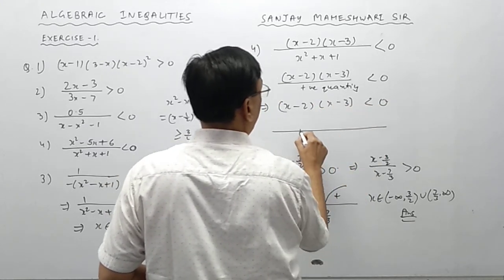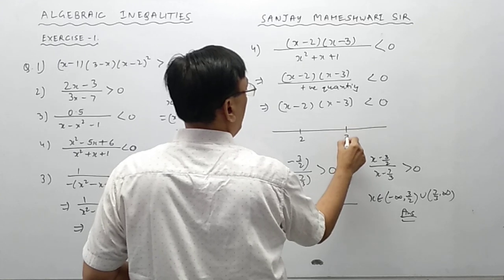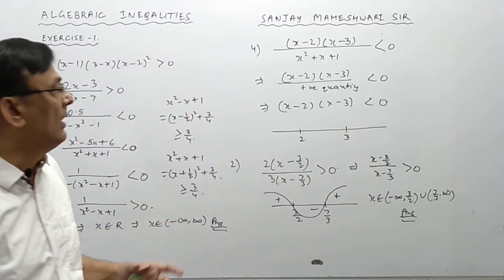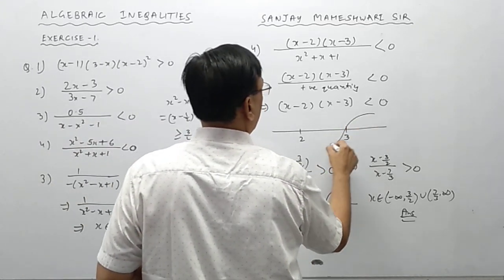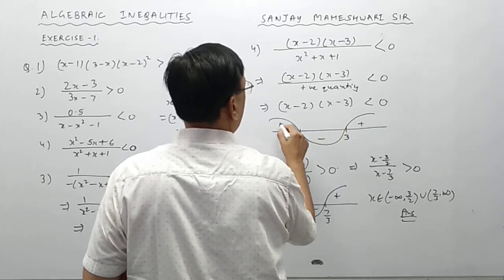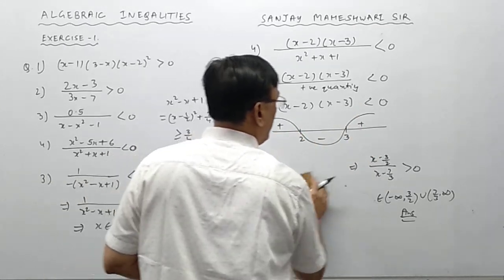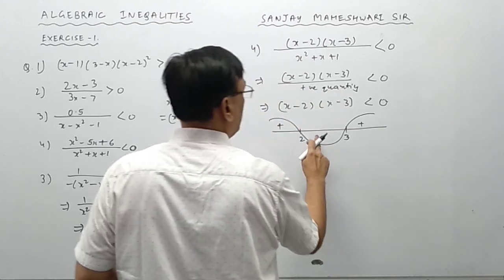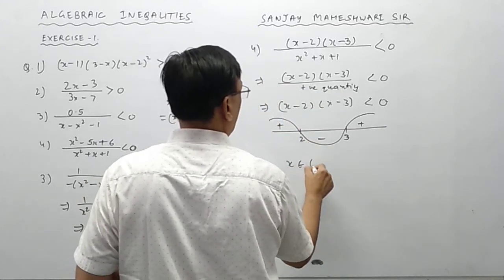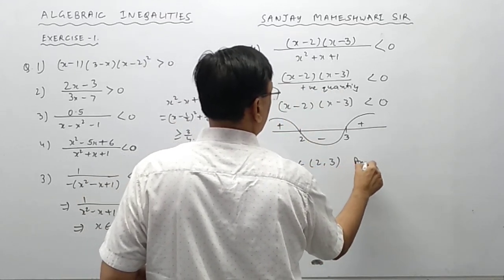So now time for critical points and the wavy curve. From the right hand side we take this wavy curve: positive, negative, positive. This is a less than sign. So we can easily take x belongs to 2 to 3. Answer.